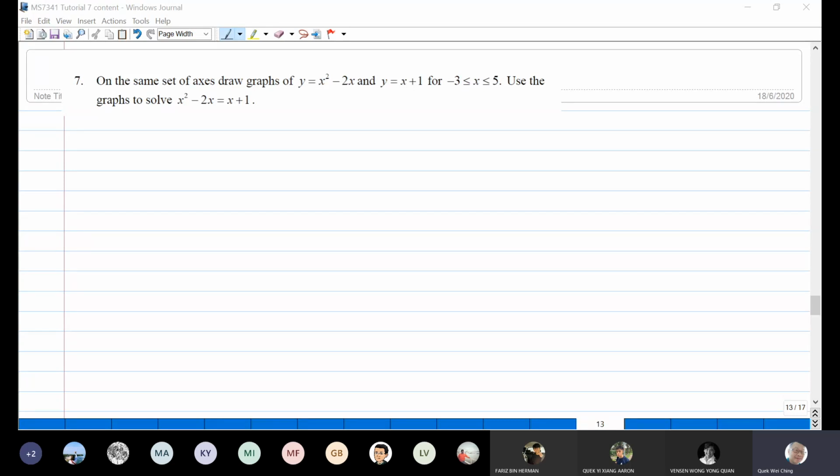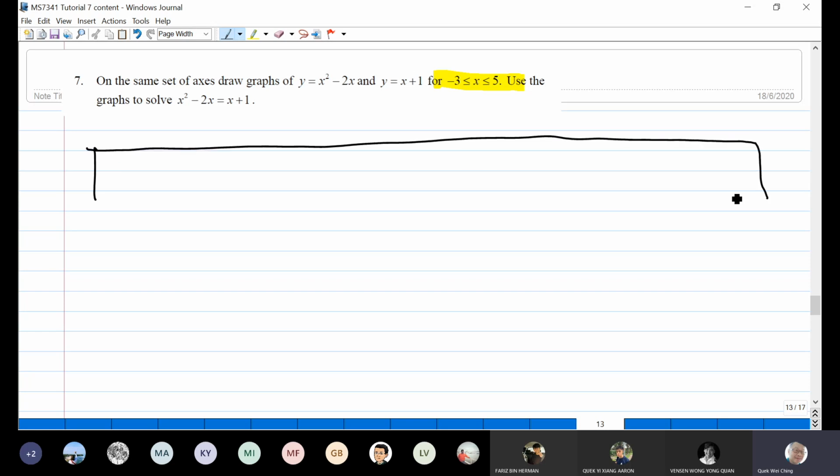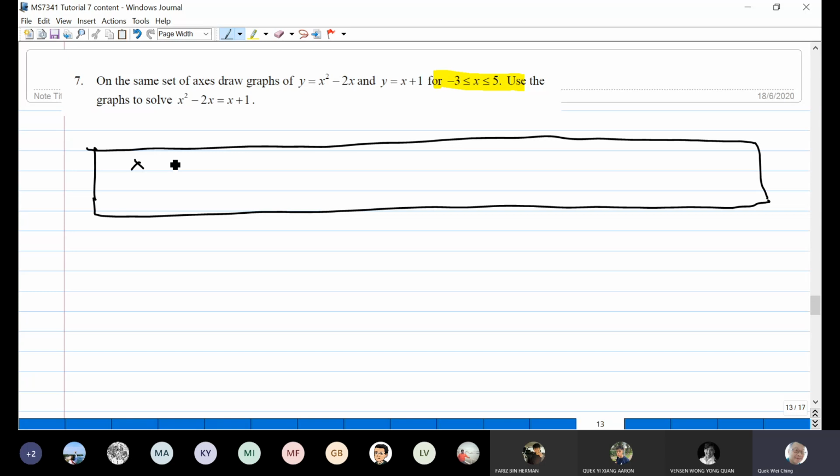Draw the graph of y equal to x squared minus 2x, and y equal to x plus 1, from minus 3 to 5. Okay, they give you that range there, so you don't need to guess. Minus 3 to 5. Question 7, right? So make a table first. X here, y equal to x squared minus 2x here, and then y equal to x plus 1.